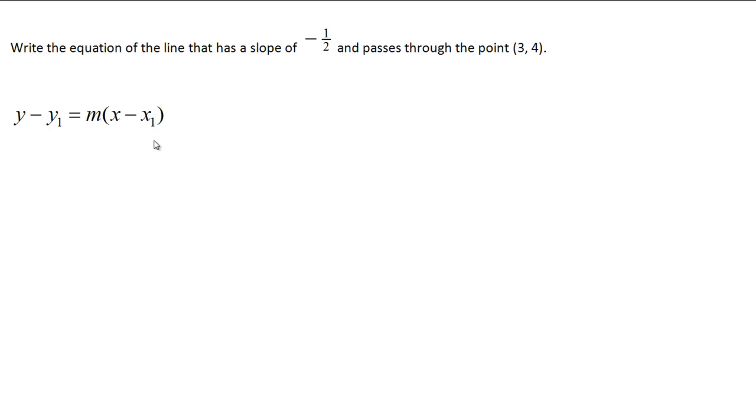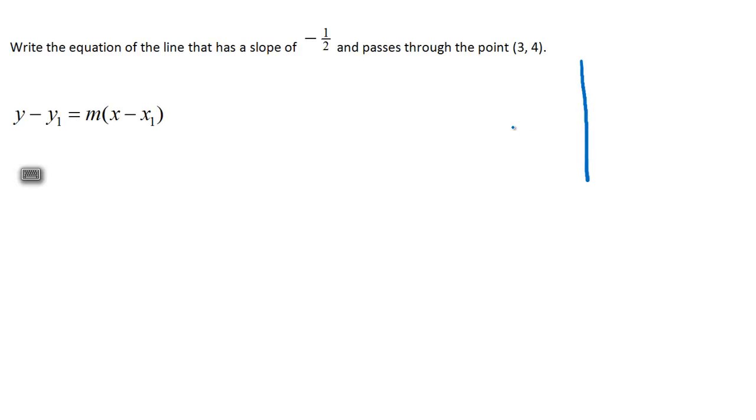Okay, I wanted to show you how to write the equation of a line that has a slope of -1/2 and passes through the point 3, 4. So basically, what I want you to think about is a graph, right? And here's the point 3, 4. Let's say it's up here somewhere.